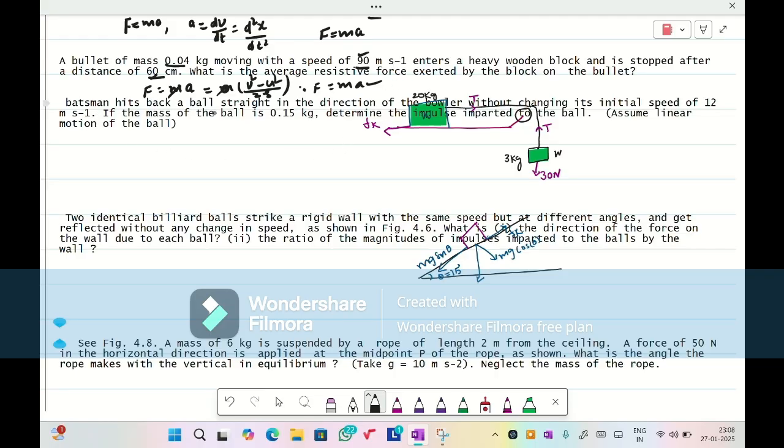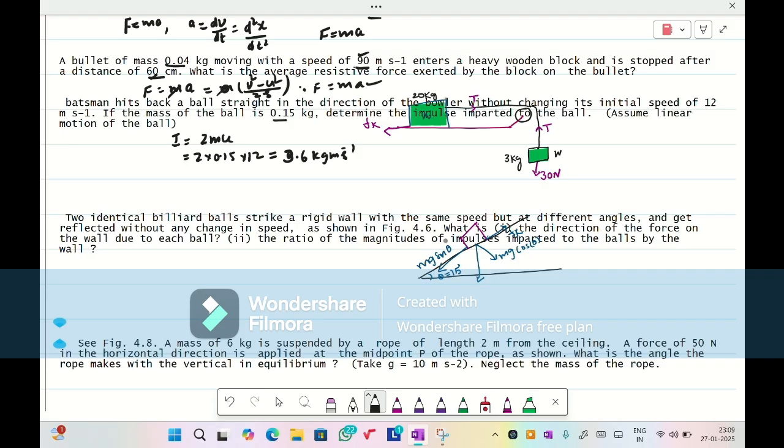So the next question: a batsman hits back a ball straight in the direction of the bowler without changing its initial speed of 12 meters per second. The mass of the ball is given. Determine the impulse imparted to the ball. The ball returns in the same direction, which means 2mu. So the change in momentum is equal to 2 into mu, that equals 2 into 0.15 kg into 12. So 0.3 into 12 equals 3.6 kg meter per second, or newton second.